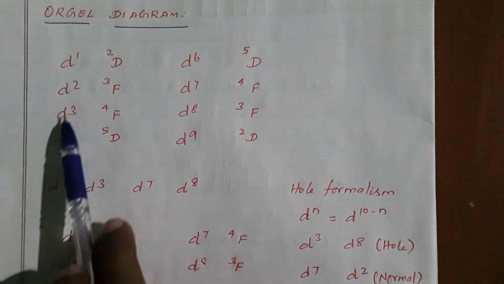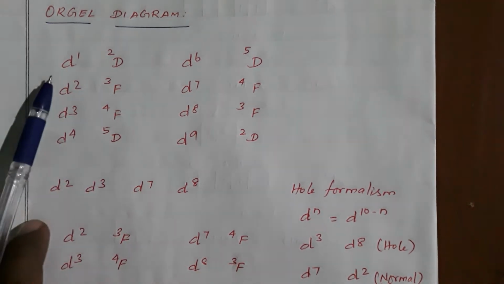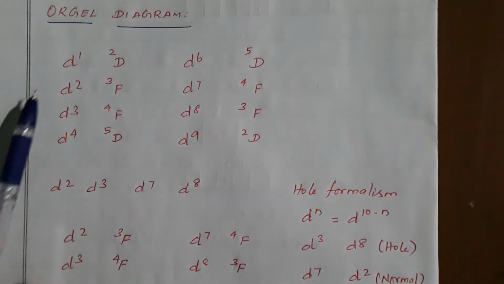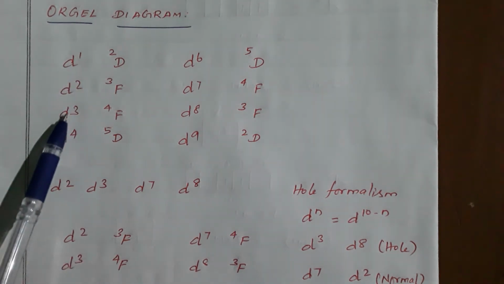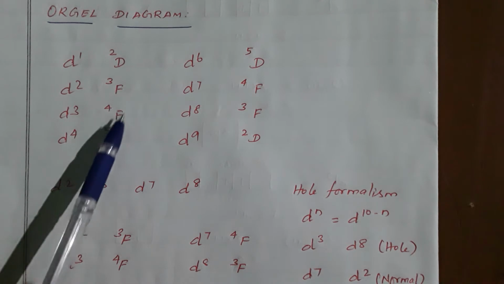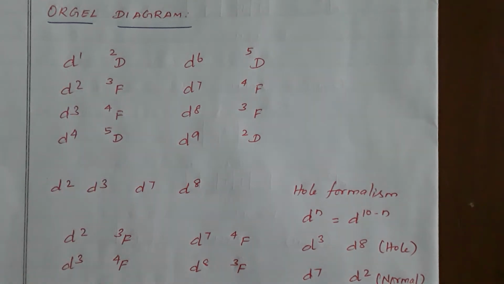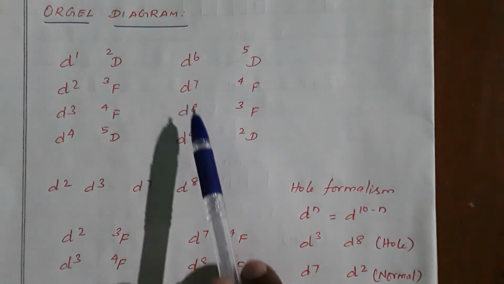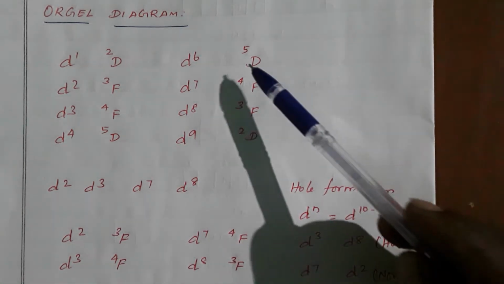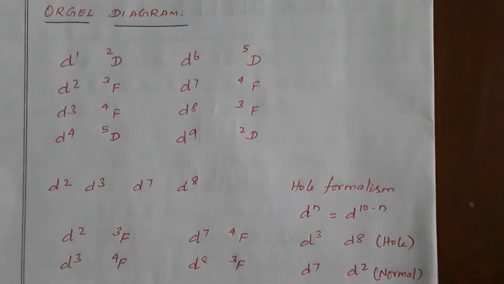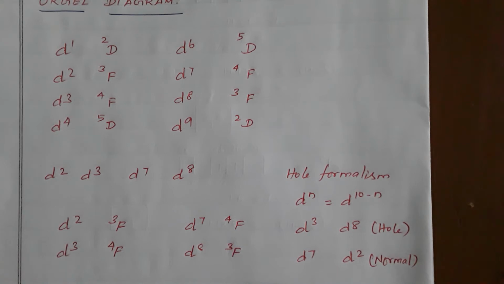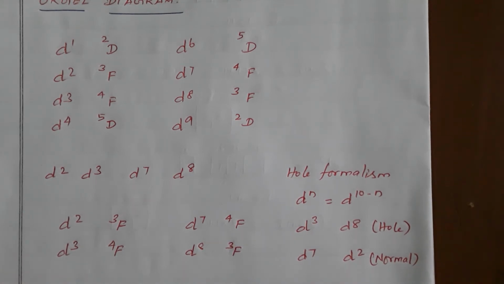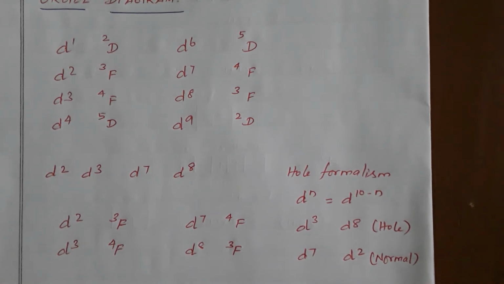This is the electronic configuration, the D1 system to D9 system. You know how to write the term symbols. For D1, D2, D3, D4, write D, F, F, D, then write 2, 3, 4, 5. Then for D6, D7, D8, D9, invert and write 5, 4, 3, 2. The D5 and D10 are 6S, which we are not including in the orbital diagram. We only draw the orbital diagram for the D1 to D9 systems, except D5.